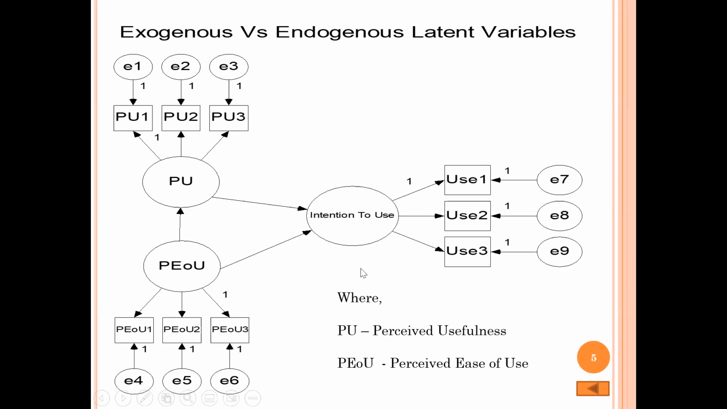Okay. Then in which case PEOU is the exogenous variable. Yes. And PU is the endogenous variable. Dependent variable. Yes. So the dependent variable is the endogenous variable. In case we take the relationship between PU and PEOU, PU is the dependent variable or endogenous variable, and PEOU is the exogenous or independent variable.